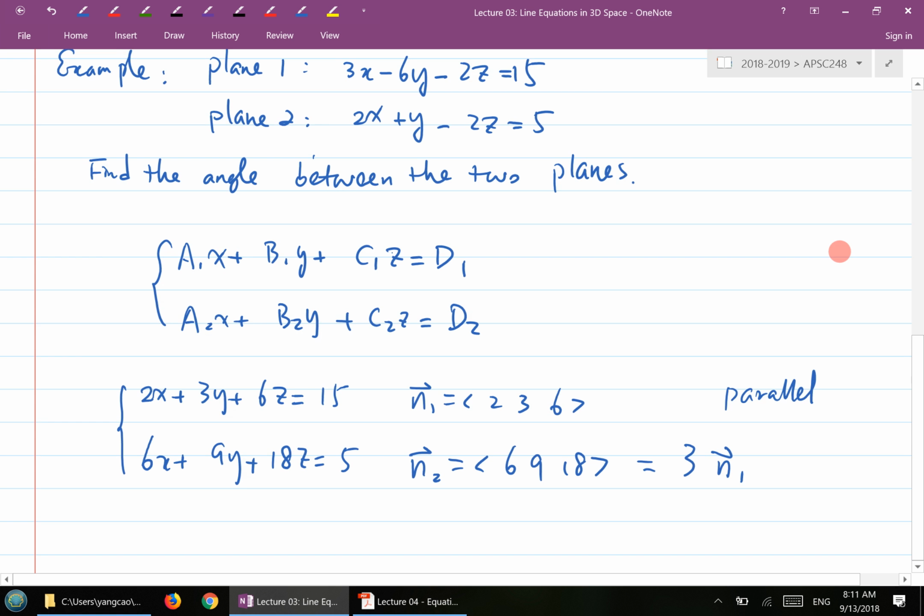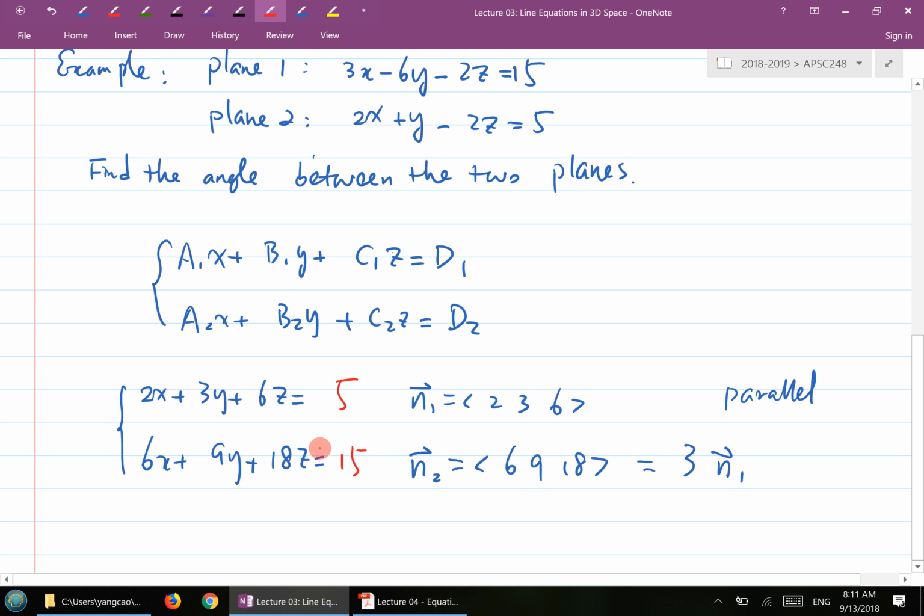In this case here, n2 is a multiple of n1, 3 times that, right? If I put a 15 here and 5 here, they're not the same, but 15 is a 3 times multiple of the 5 here, just like the normal vector. So it basically means the two planes are actually the same plane. That's how you can quickly determine it.